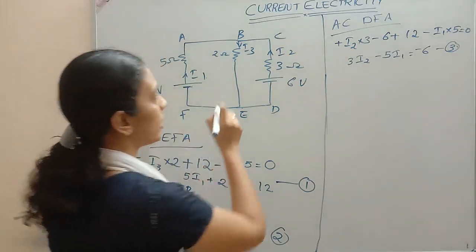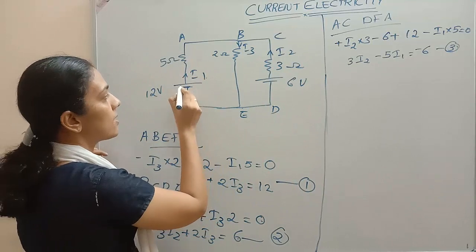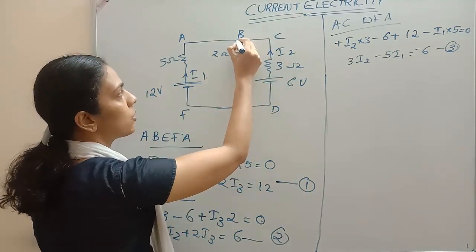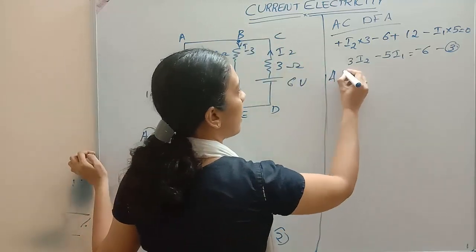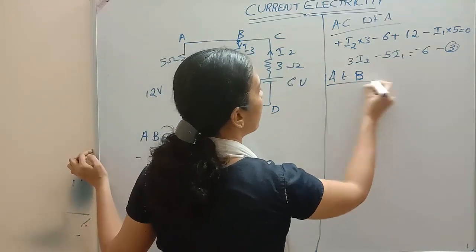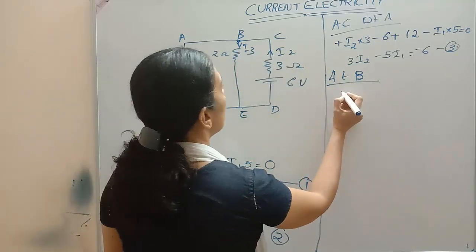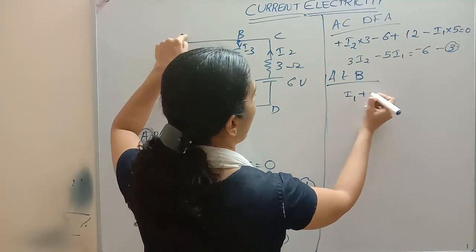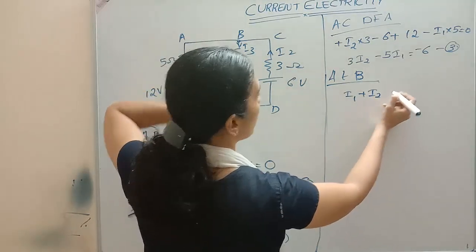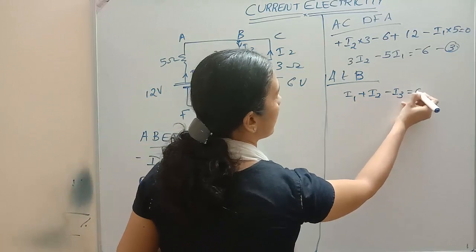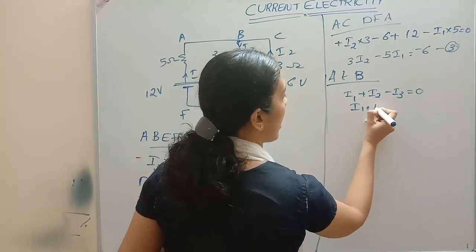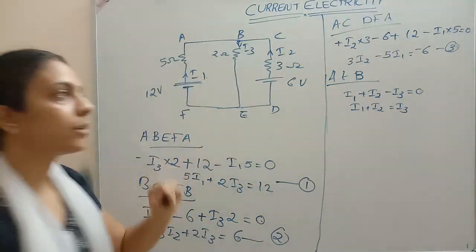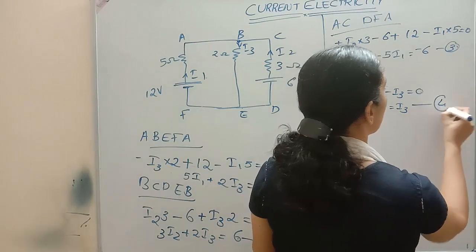So, one more equation I am writing, for the ease. From here also current is coming I1, and here also current is coming I2. If I take this point B and apply Kirchhoff's law, current is coming in from I1 and I2, and it is going out as I3, which is equal to 0. So I will get I1 plus I2 equals I3. This is another equation, equation number 4.